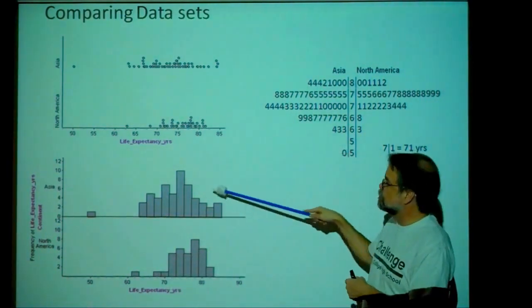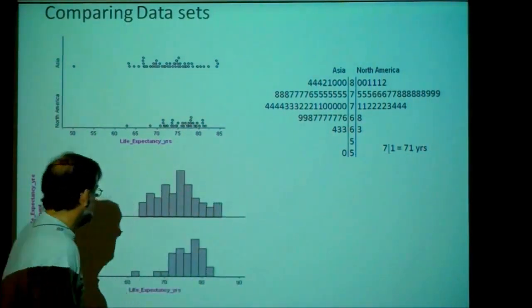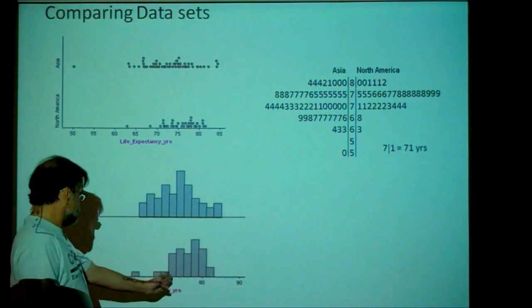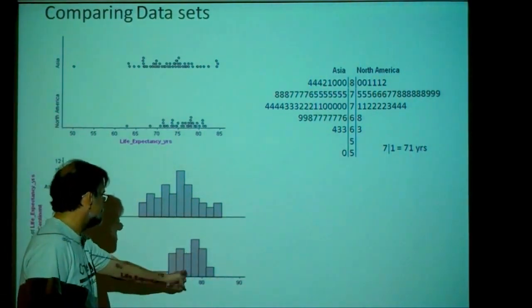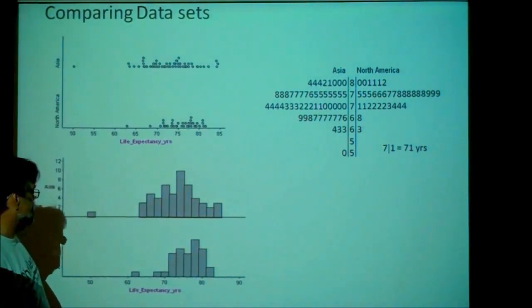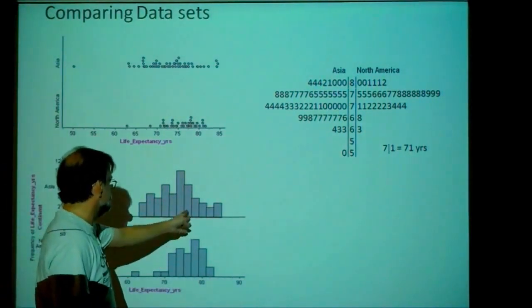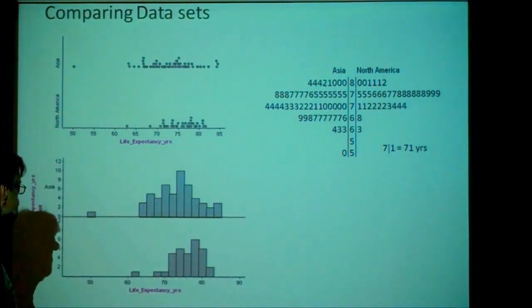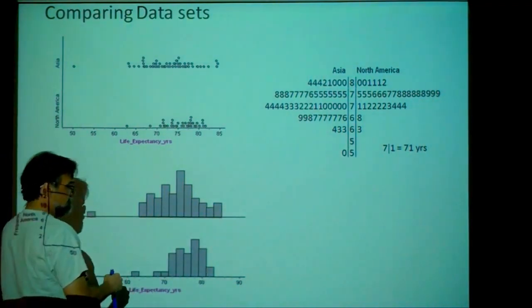Let's focus on the histogram. I really like histograms. What does it tell us? Well, it tells us that the center of our North American data seems to be right around here, about 75, which is not that far off from the center of the Asian data. Maybe the center actually for North America is probably a little higher than the center for the Asian data. Asian is really spread out more than North American data.